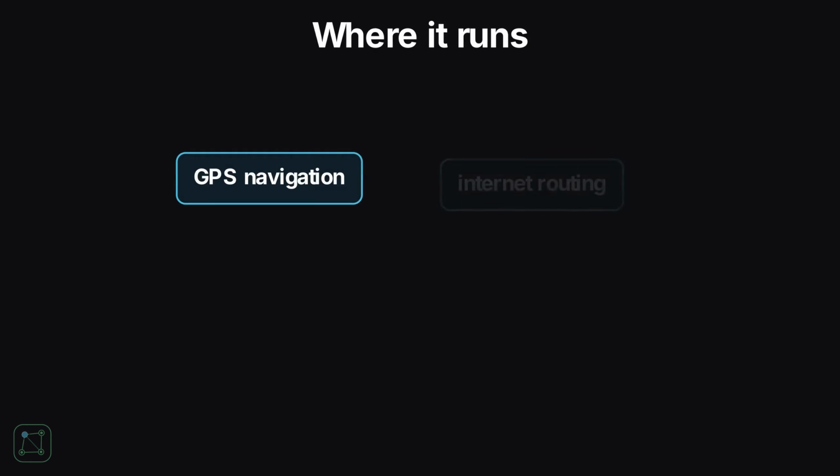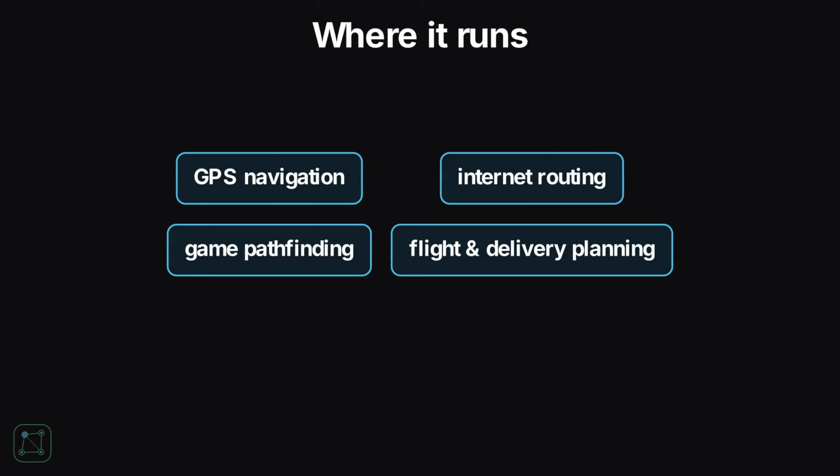And it's everywhere. Turn-by-turn navigation, internet routers picking packet paths, pathfinding in games, even flight and delivery planning. Anytime you need the cheapest way through a weighted network, Dijkstra is the workhorse.